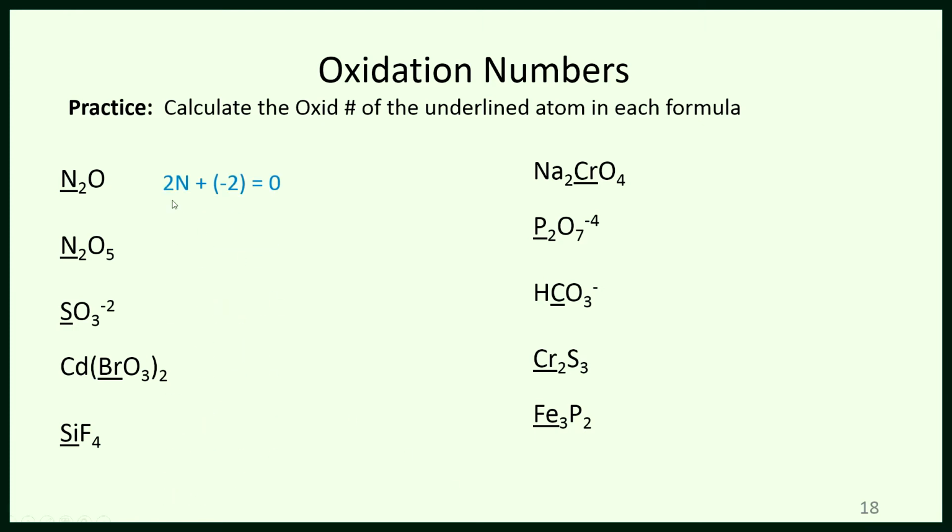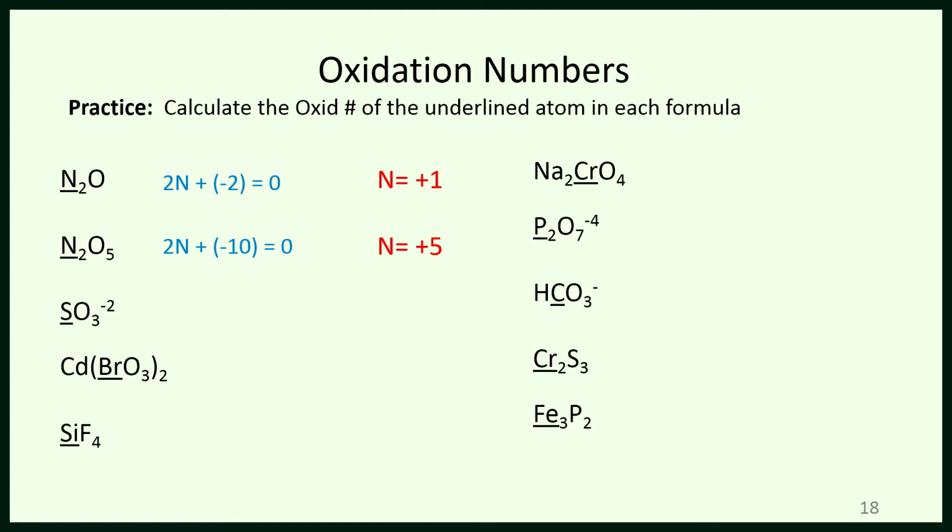We're going to say 2 times the oxidation number of nitrogen, subtract 2 for the 1 oxygen equals the total charge of 0. Rearranging this, you find that nitrogen has a charge of +1. How about dinitrogen pentoxide? We'll write an equation saying 2 times the oxidation number of nitrogen minus 10 for the 5 oxygens equals 0 charge. Solving for the charge on nitrogen, you find it's +5.